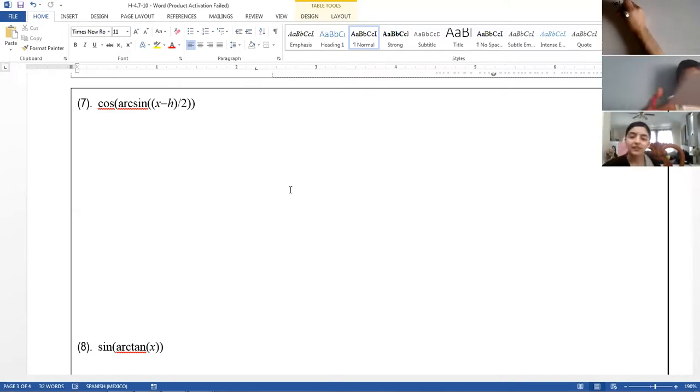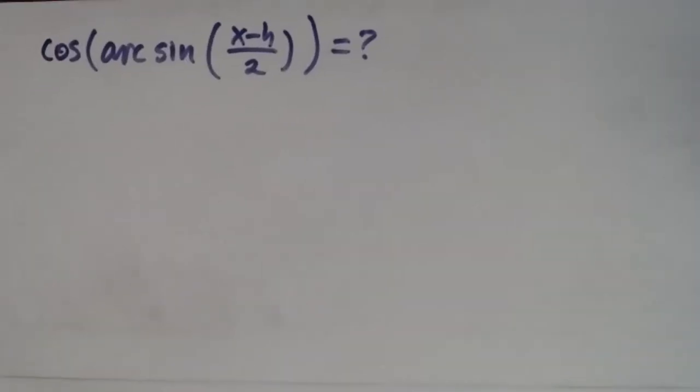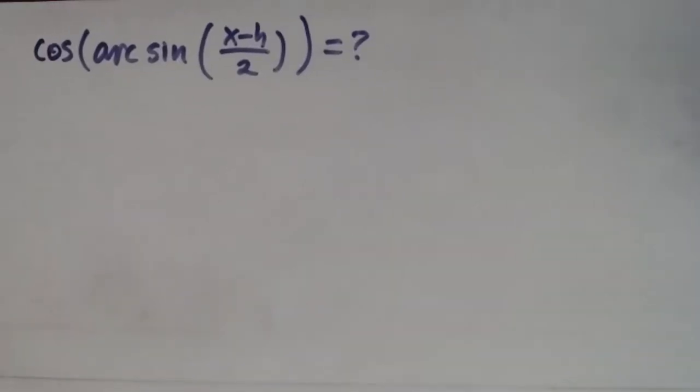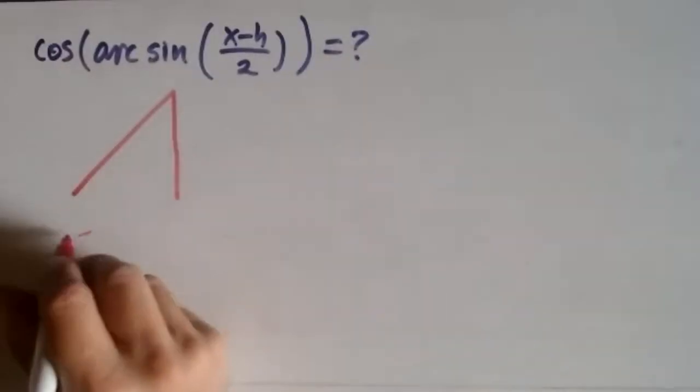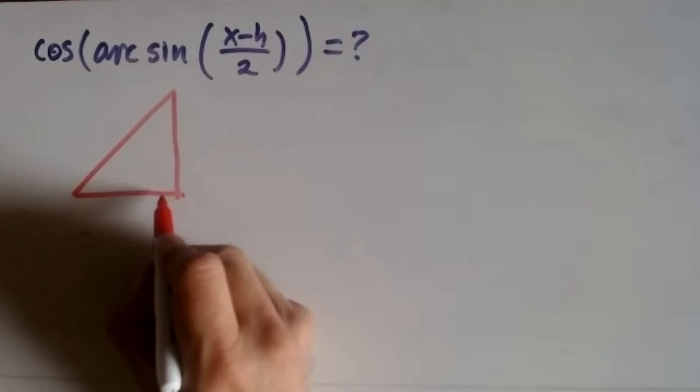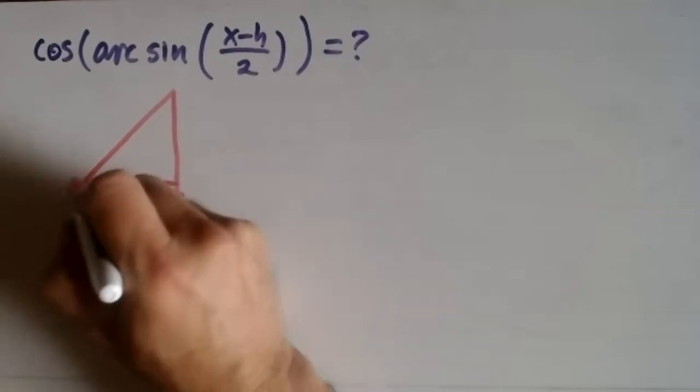Sine of arc sine of (x minus h) over 2. And I have to find the value of this ratio. Okay, here is the problem, correct? Well, the same. To make my life easy, I usually use the right triangle.